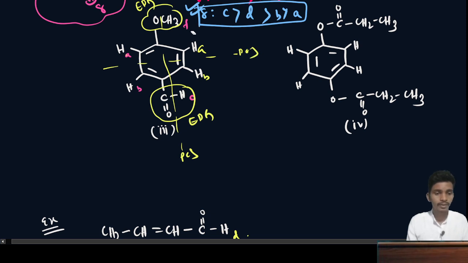So this is C, then this is also C. So the chemical shift order will be: since these are electron donating groups, this C will be the lowest. After that, ortho and para. Ortho is A, after that para will be there, but para is not there, so then we will have the D.